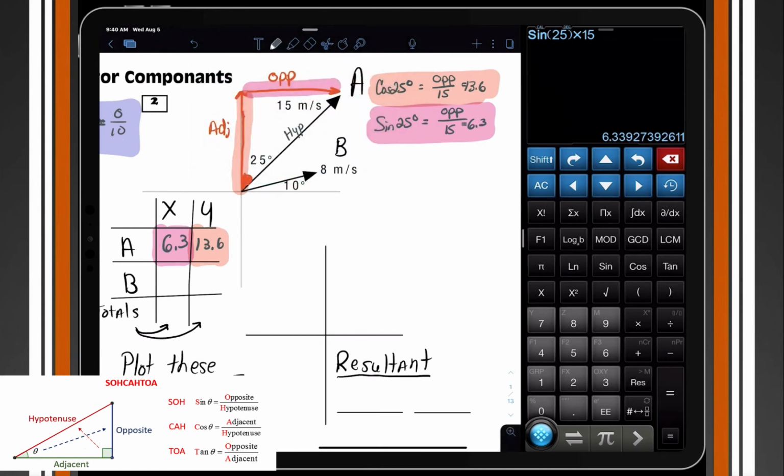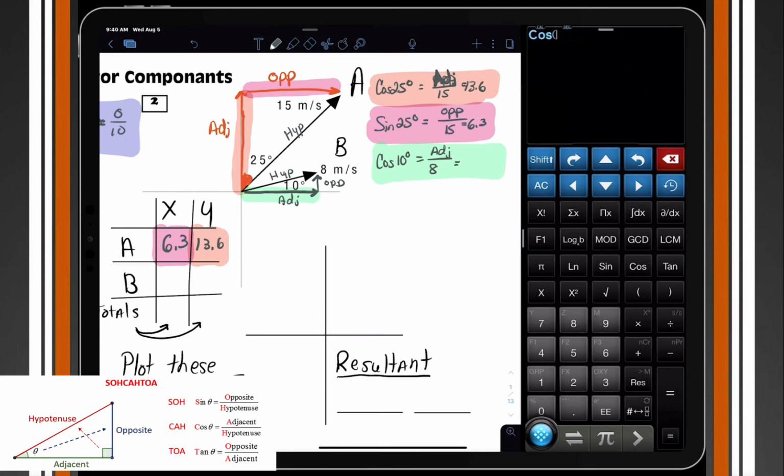We need to figure out what the x value is for b and what the y value is for b. First off, let's get the x value. So the x value for this, I will have my sides. We have opposite, adjacent, and this time I'll label my hypotenuse. We'll start off with cosine of 10 degrees equals the adjacent divided by our hypotenuse of 8. And I just noticed I did this. That should be adjacent up here.